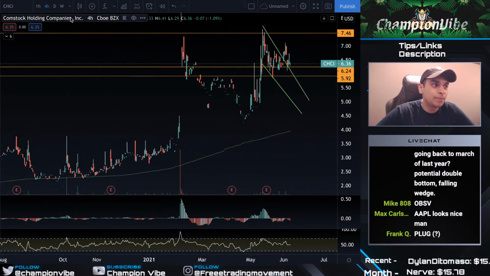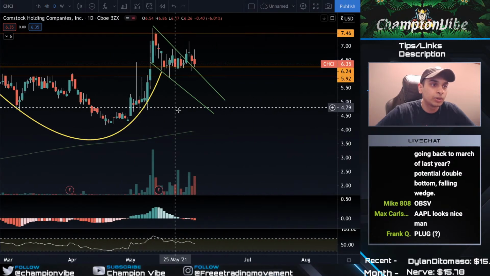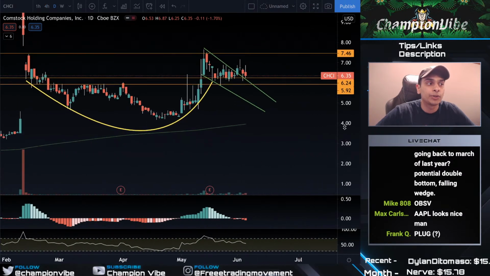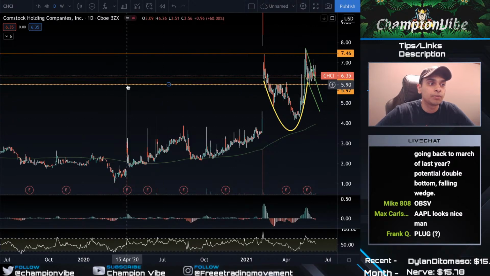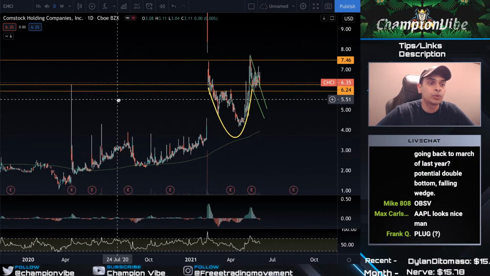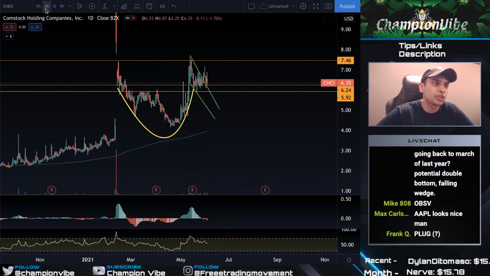CHCI, very gappy 4-hour chart. The daily though looks pretty good. Anything above 624 is bullish. That previous pump high from April of 2020, cup and handle kind of. Not much divergence though.